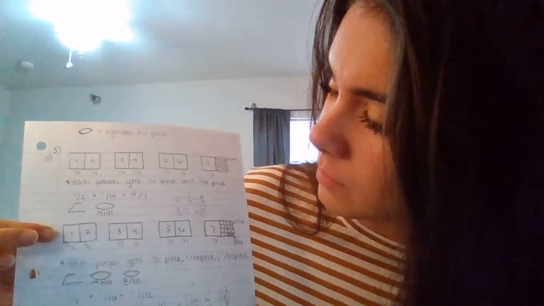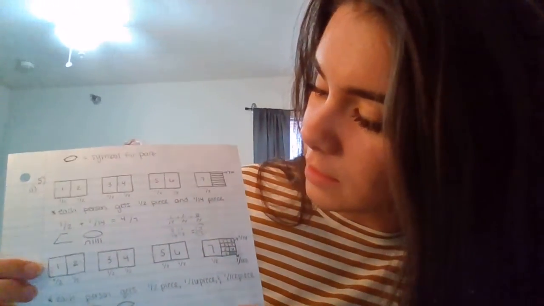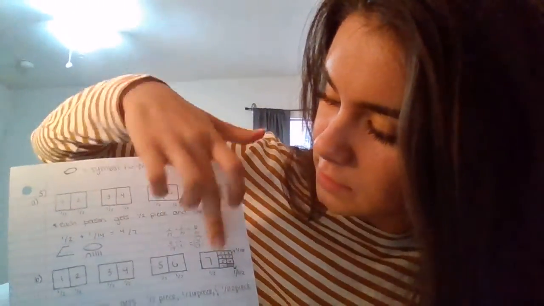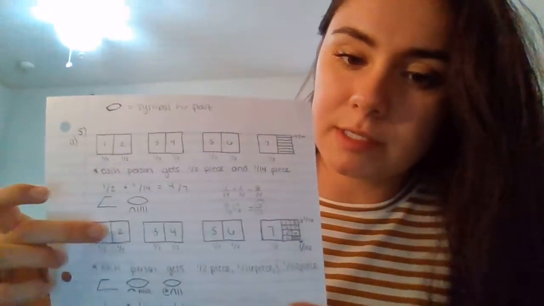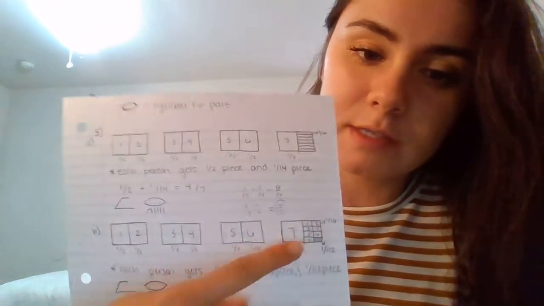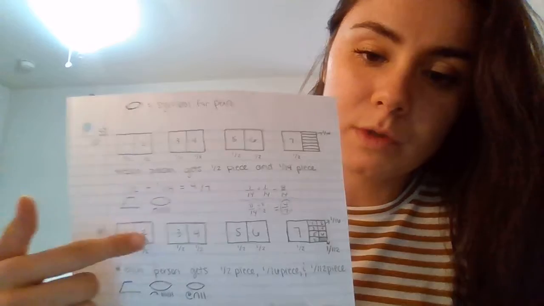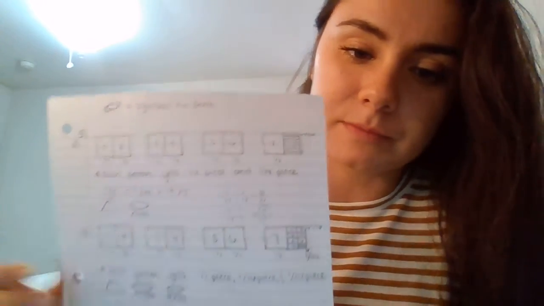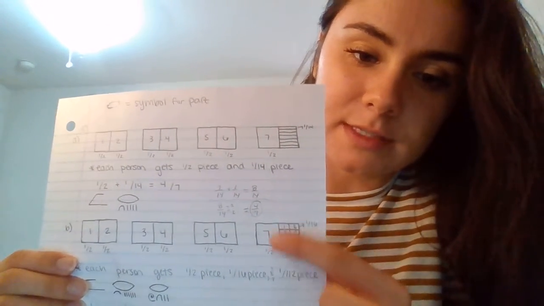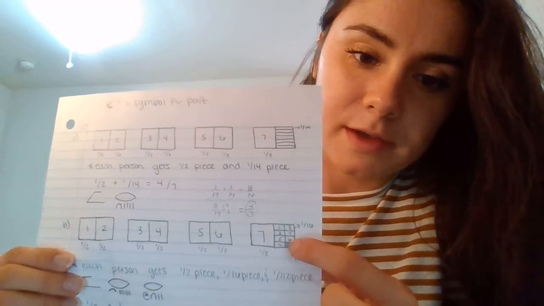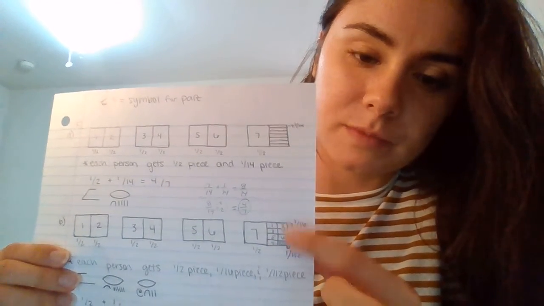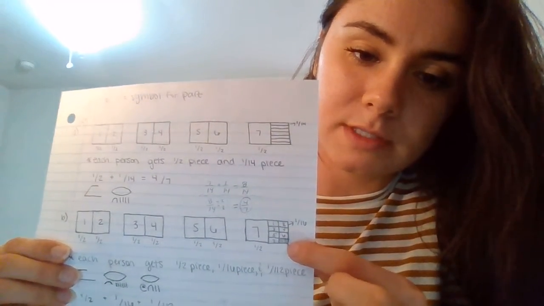So then for the second one, I drew out 4 loaves again, and I split it into 1/2 loaves again. So each person gets 1/2, 1, 2, 3, 4, 5, 6, 7. Then I took this half of 1 loaf and split it into 8 equal portions.